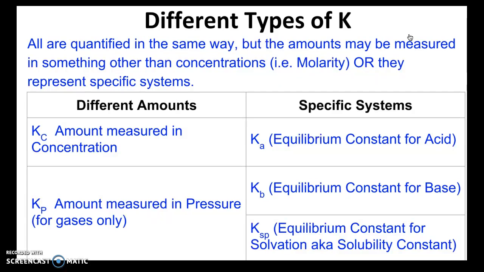All of these systems have to do with ionization or dissolving an acid, base, or salt. And then the little subscript, a, b, sp, tells you what it corresponds to. So a for acid, b for base, and sp for the solubility product of a salt.